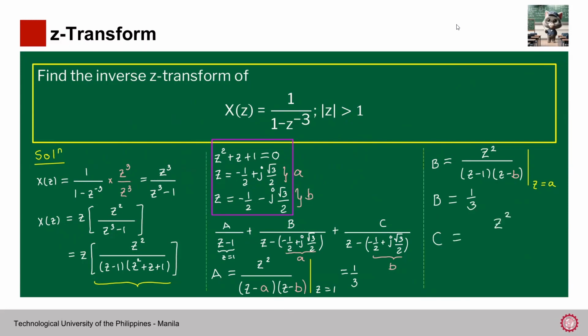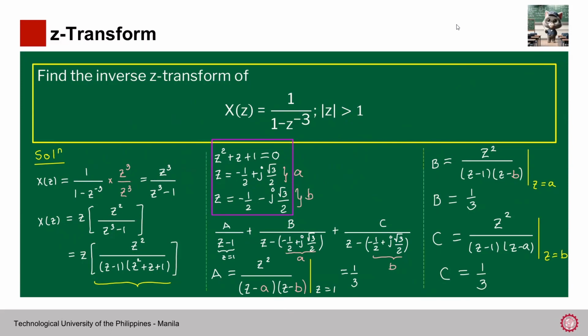Same goes with yung C natin. Same process lang, Z square over. Since ang denominator ng C is yung Z minus B, lowercase letter b, we will remove that from the original given. So ang maiiwan po is yung Z minus 1 tsaka yung Z minus A. And then we will evaluate this, with Z is equal sa B. And it just so happens, guys, that we will be getting 1/3 also. Clear, everyone, in this part?